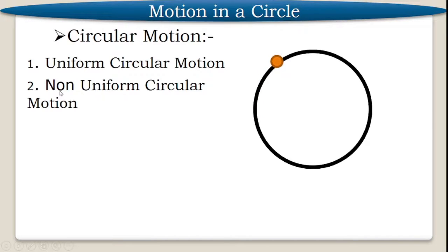And what is non-uniform circular motion? This object's motion is called non-uniform circular motion. If an object's speed is non-uniform when it is moving in a circular path, then its motion is called non-uniform circular motion. Let's see some definitions for when an object moves in a circular path.